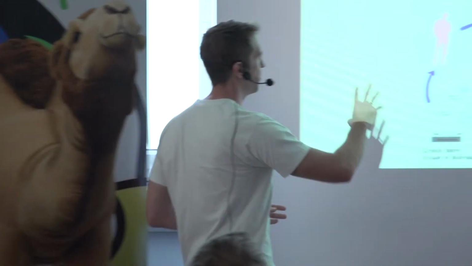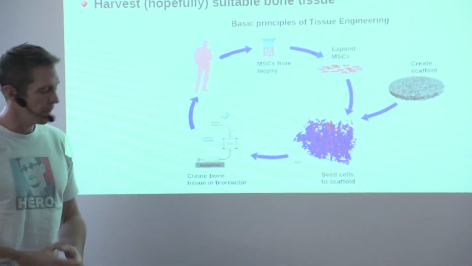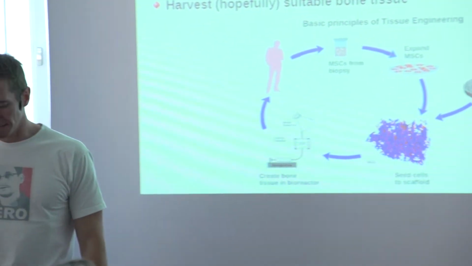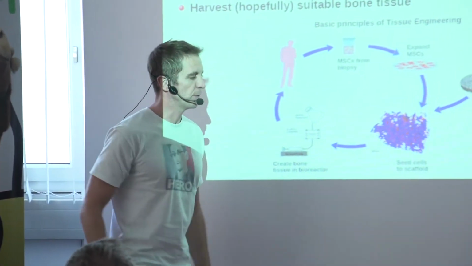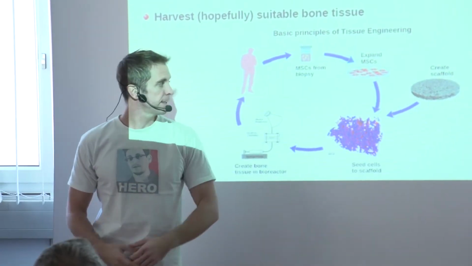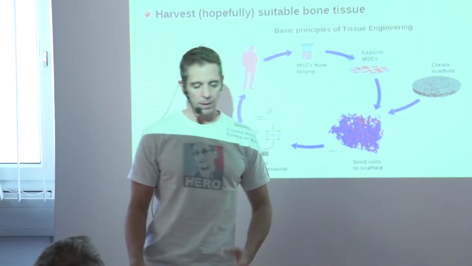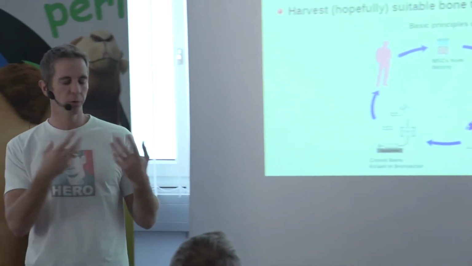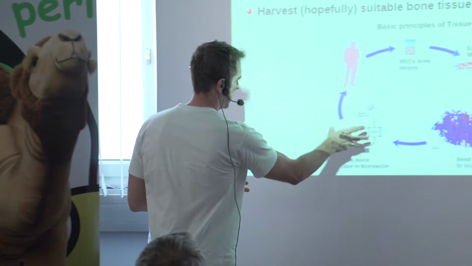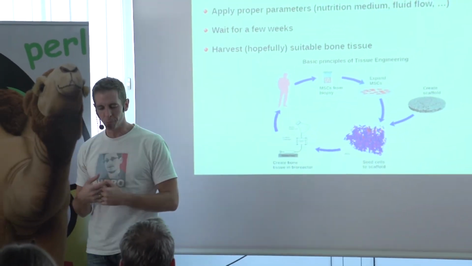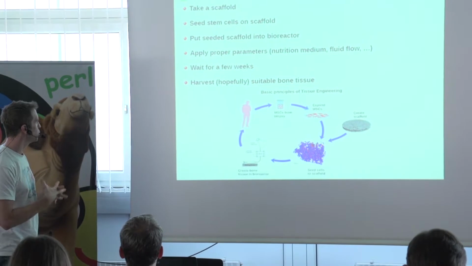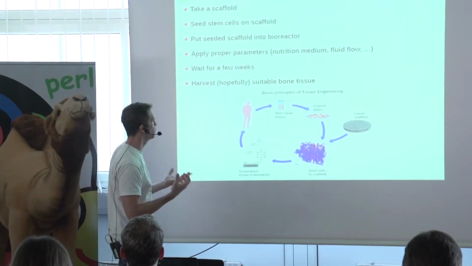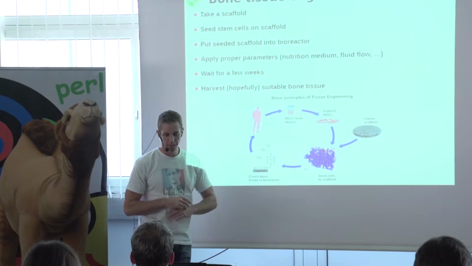There's another way to get bone tissue, and this we call bone tissue engineering. It's kind of a circle. We start with our patient. We take stem cells from them. We only have a limited number of stem cells, usually taken from the bone marrow. Then we multiply those cells. Then we take a scaffold, seed the cells on the scaffold, and put it into a bioreactor. We let it grow there for a couple of weeks, and hopefully after a certain amount of time we can harvest suitable bone tissue that we can implant into our patient.